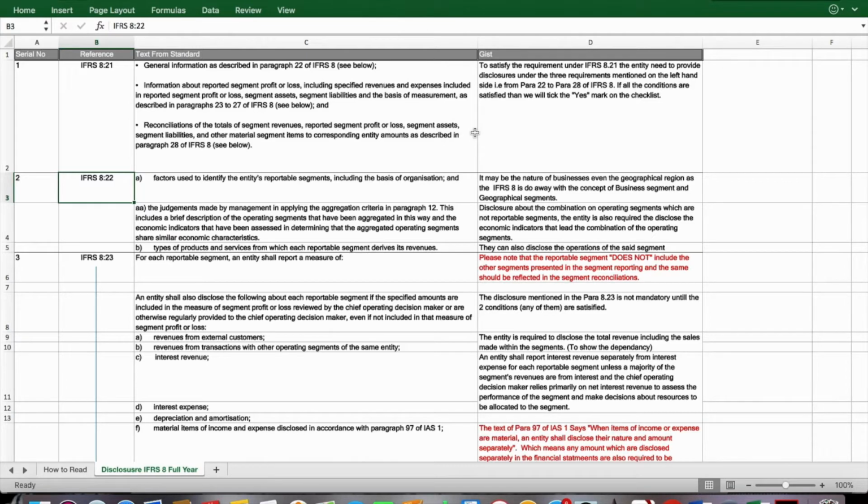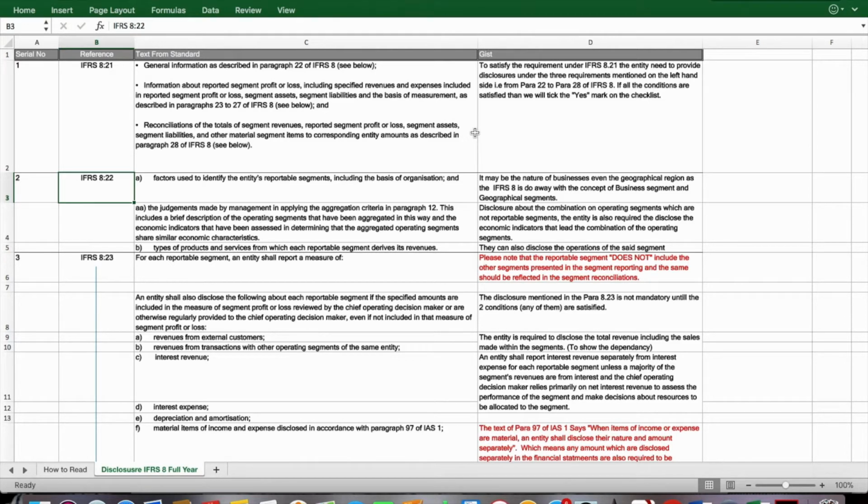We need to check whether the three disclosures that have been asked for in the different paragraphs are being met or not. That ranges from paragraph 22 to 28. So let's go by the gist. To satisfy the requirement under IFRS 8.21, the entity needs to provide disclosures on the three parameters mentioned on the left hand side. The first is basically how you determine your segments.